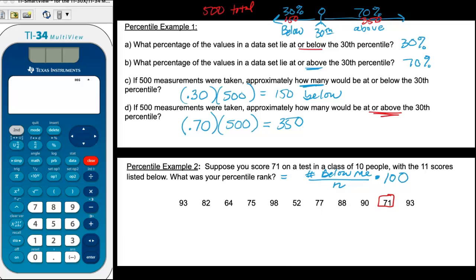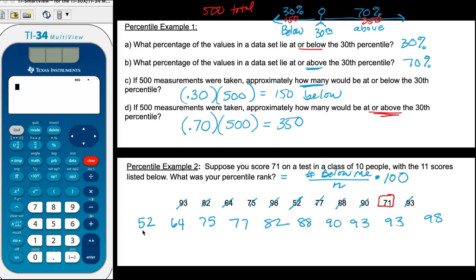So before I do that, in order to find the scores below, these mean nothing if the data set is out of order. So I have to first put the data set in order. So I'm going to go ahead and find the lowest number, so 52, and I'm going to put the list in order, just crossing them off as I go. So 64, let's see, 75, oh yeah, 75, and then 77, and then 82, and then 88, and 90, 93, got another 93, and then 98. And I always like to double check by counting 1, 2, 3, 4, 5, 6, 7, 8, 9, 10.